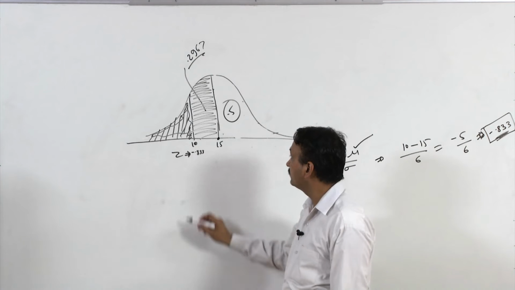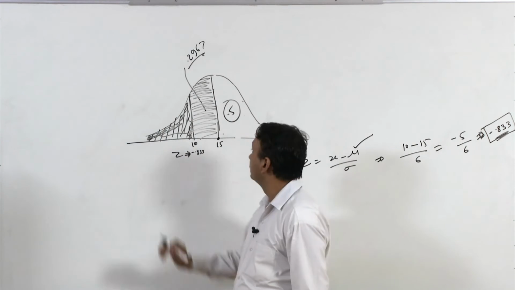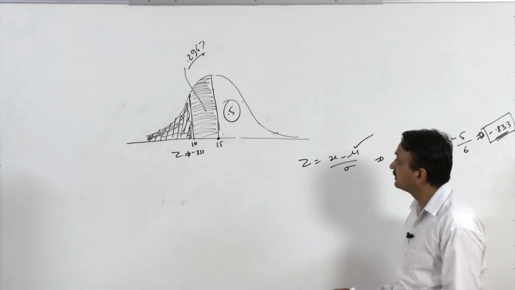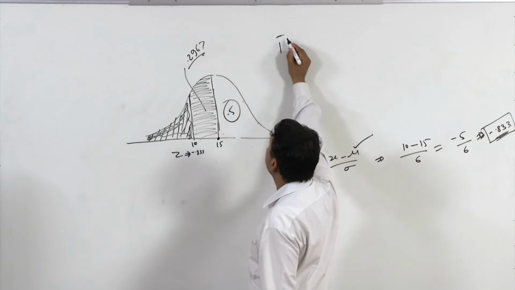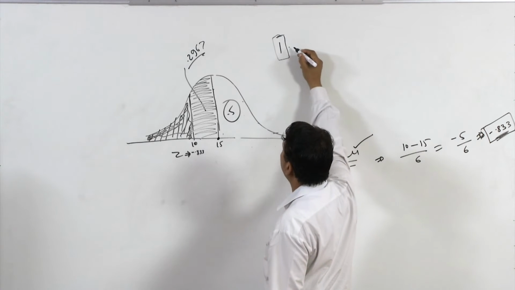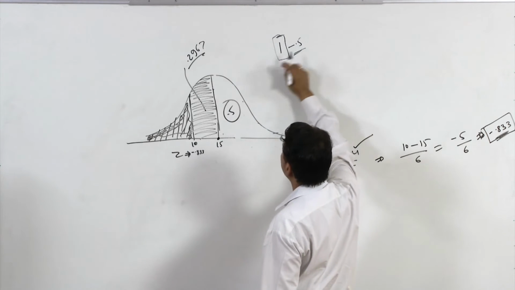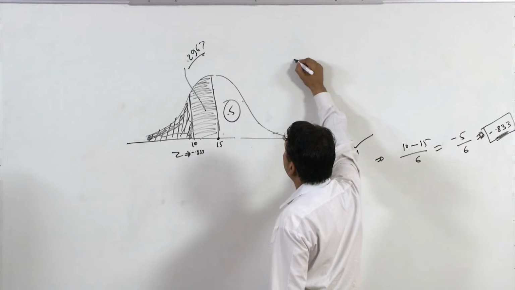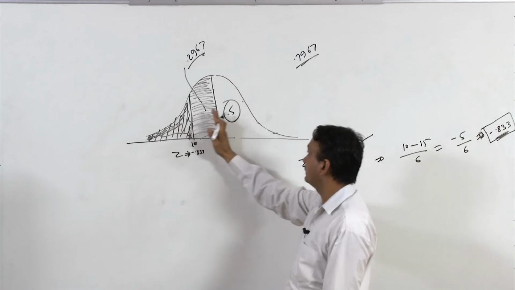What we want to calculate is this area. So how to do that? It is very simple, right. We know that the area under the curve is 1, so 0.5 plus 0.2967. So this becomes 0.7967, right. So this area is 0.7967.